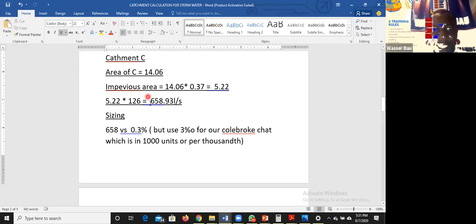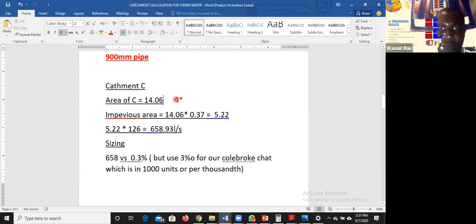So you can see for catchment C now, the area is 14 hectare, but the impervious area is 5.22 hectare. So the hectare multiplied by the rainfall intensity per hectare. Remember, that's units. Okay, will now give us 658. Then we'll now go to our chart, check this against this.